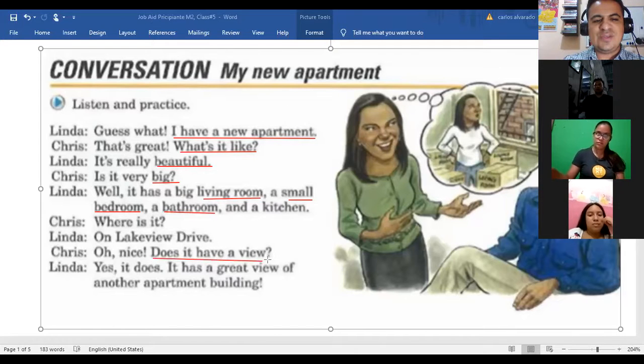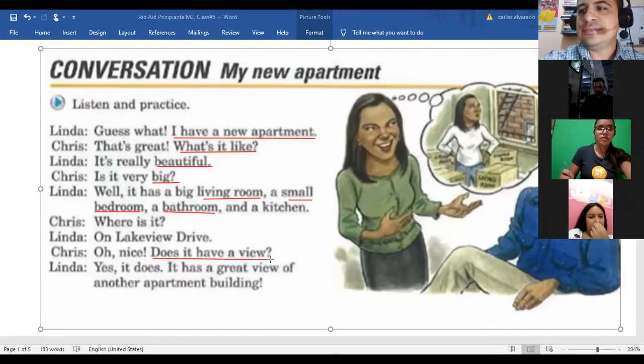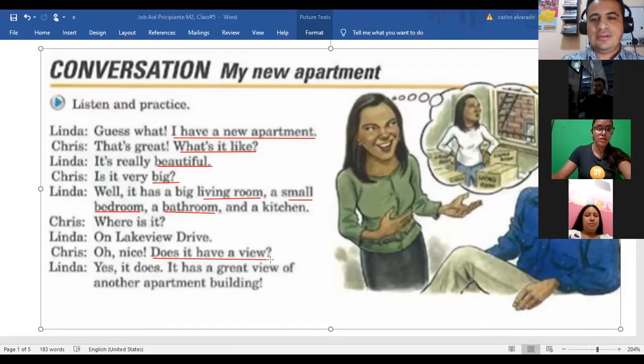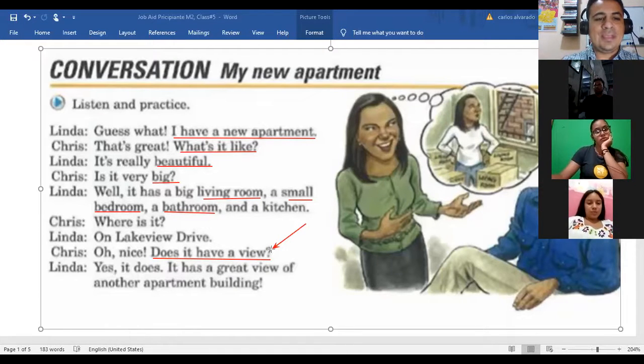Okay. Does it have a view? ¿Qué quiere decir eso? What do you think they're asking? All right, view quiere decir vista. Does it have a view? That means, does it have a nice vista? Does your apartment have a nice view? Yes, it does. Simple present, answer, right? It has a view of another apartment. Simple present, again, right? It has, okay.